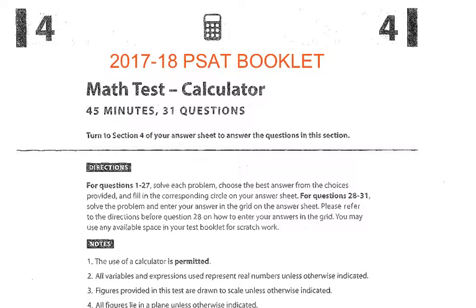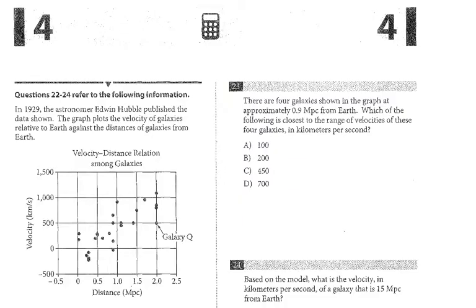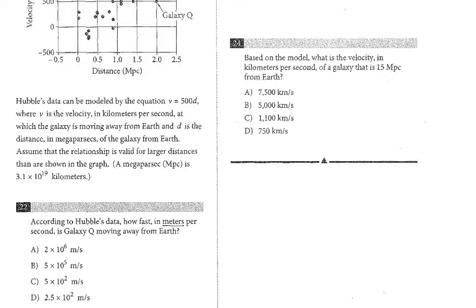This video is to continue with the 2017 to 18 PSAT booklet. For questions 22 to 24, refer to the following information. The graph is about velocity and distance relationship among galaxies. For question 22, basically it's about conversion between units.